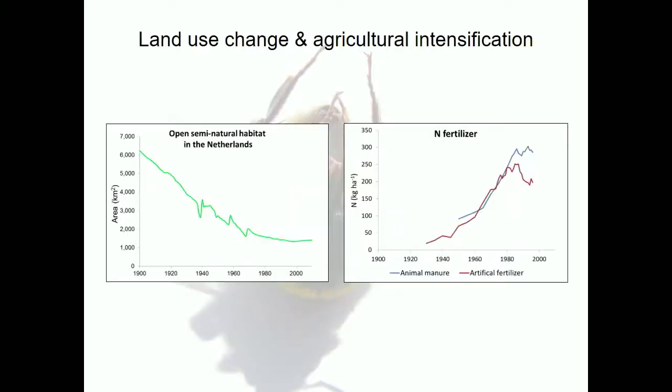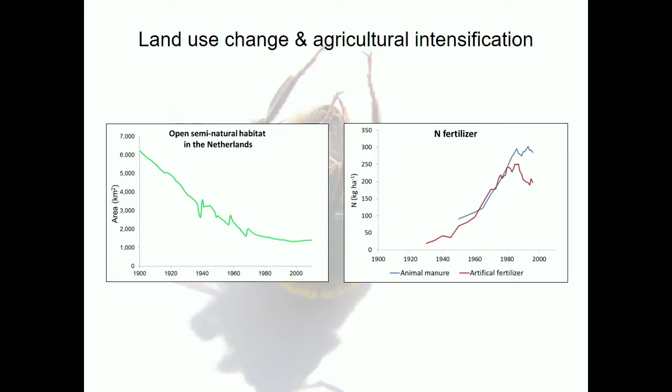And these graphs strikingly show what has happened in the Netherlands over the past 100 years or so. Here you see the area of open semi-natural habitat, which is the typical preferred habitat for bees, extensive grassland, heathland, etc. And you can see it has declined very sharply, and currently only 20% of what was once there is still remaining.